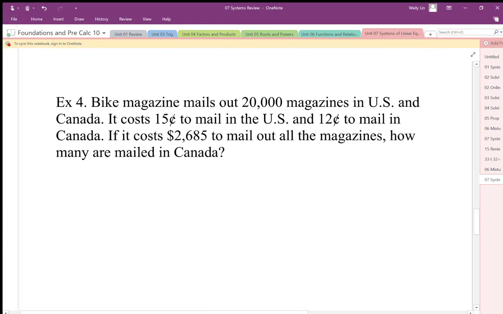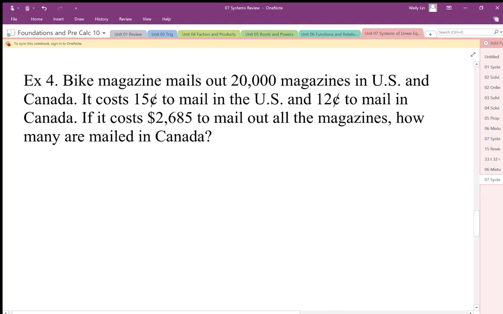For this example, we're going to do the same thing. We're going to first determine the quantities that we're looking for. How many are mailed in Canada? Bike Magazine mails out 20,000 magazines in the US and Canada. It costs 15 cents to mail in the US, 12 cents to mail in Canada, and the total cost is $2,685. So how many are mailed in Canada?